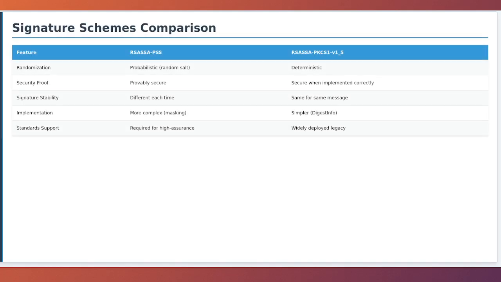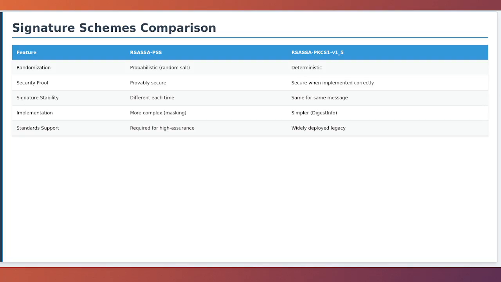Comparison of signature schemes. RFC 8017 also defines two signature schemes, RSASSA-PSS and RSASSA-PKCS 1 version 1.5. Similar to encryption, understanding these differences helps you choose the right scheme and implement it securely. RSASSA-PSS is the modern probabilistic signature scheme.